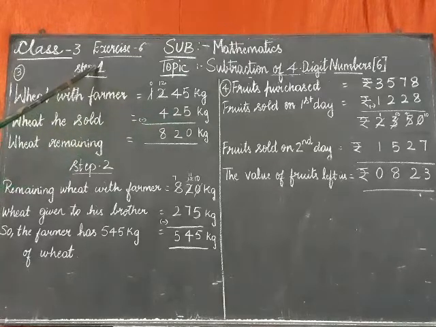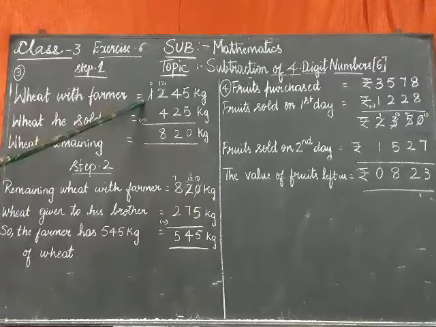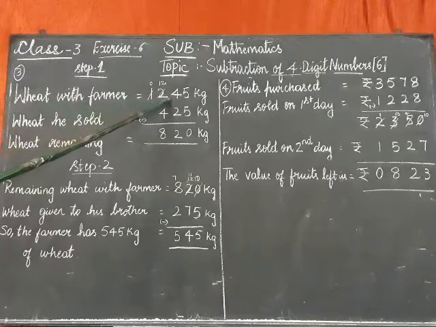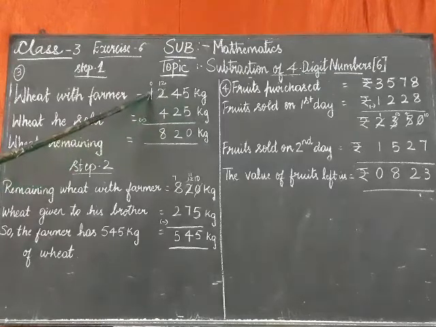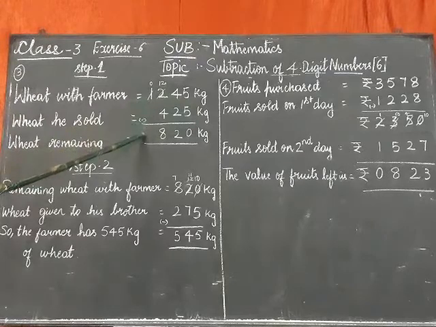425. The first step we should do is find the remaining wheat after he sells the wheat from the total amount of wheat he is having. So I have taken the first statement as wheat with farmer, that is 1245 kg. Next, wheat he sold. How much did he sell? He sold 425 kg. Now if I have to find the difference of these two numbers, what will I be getting?